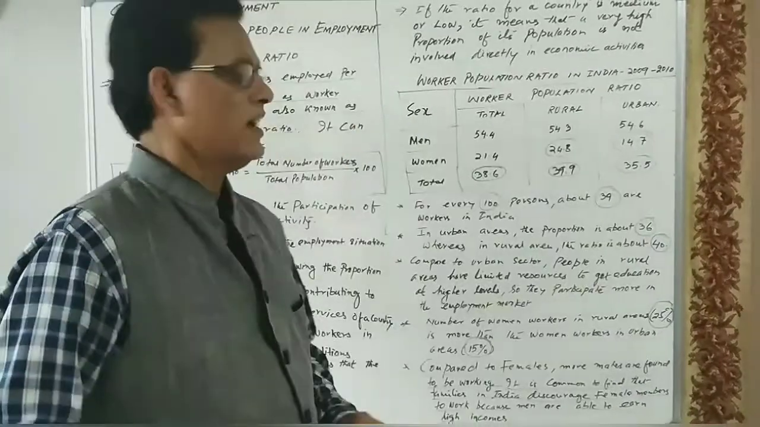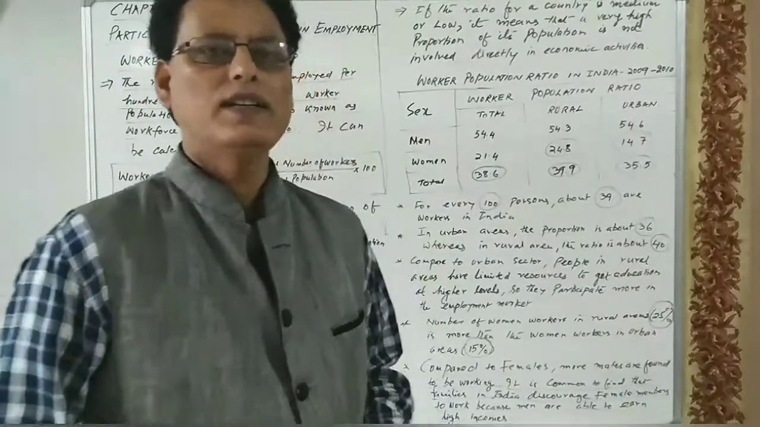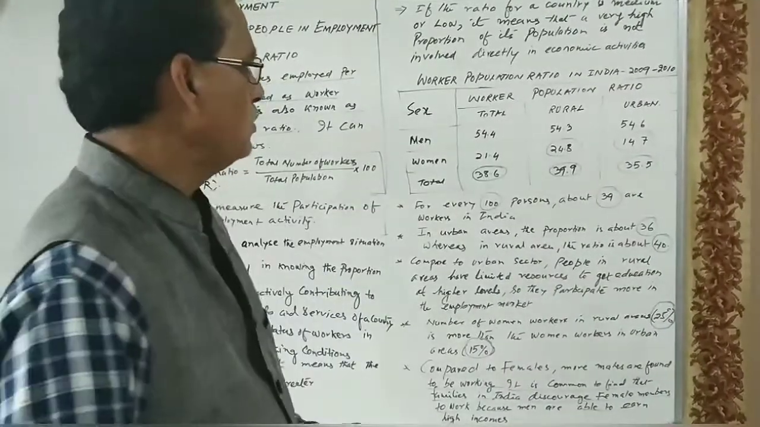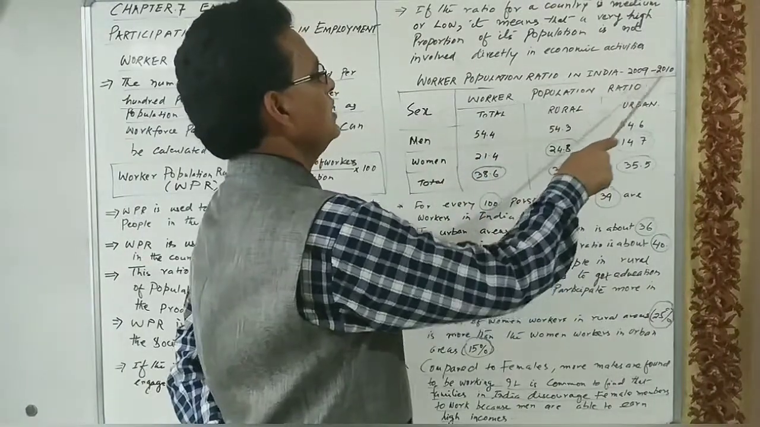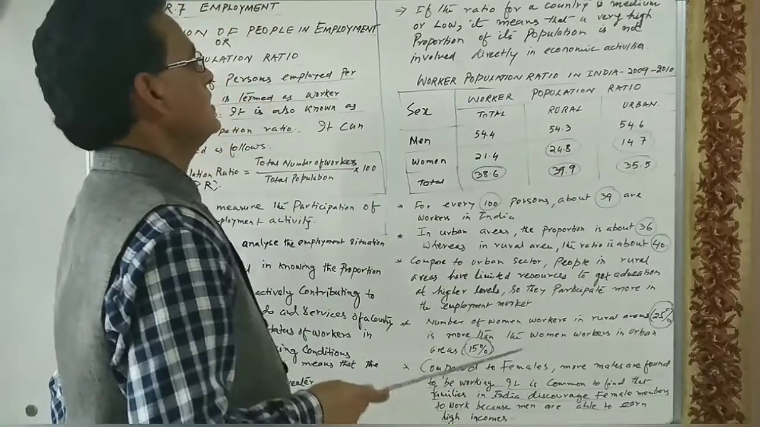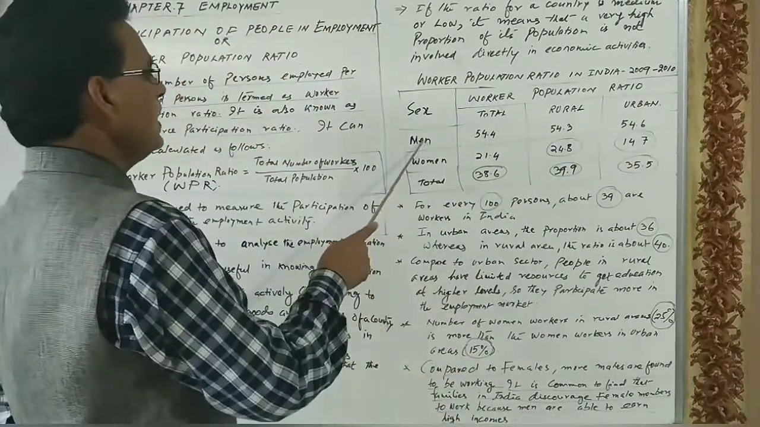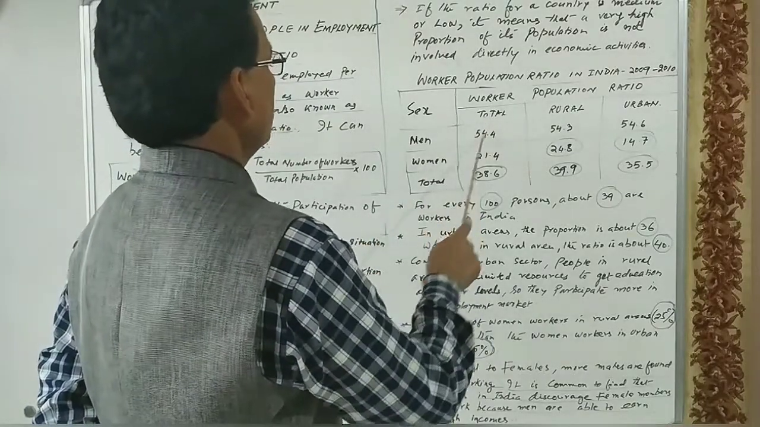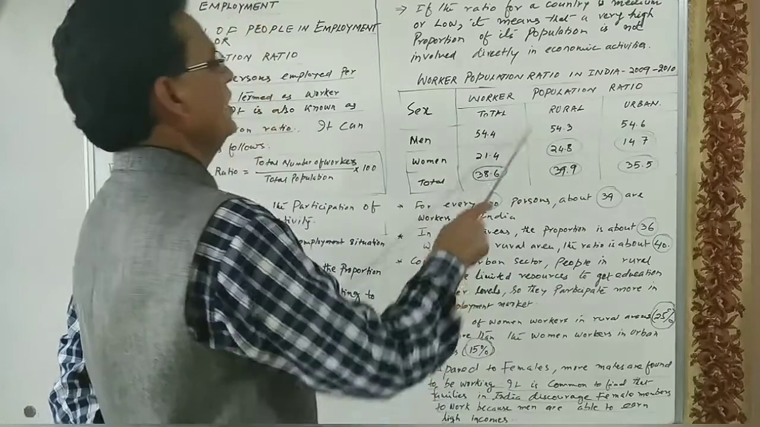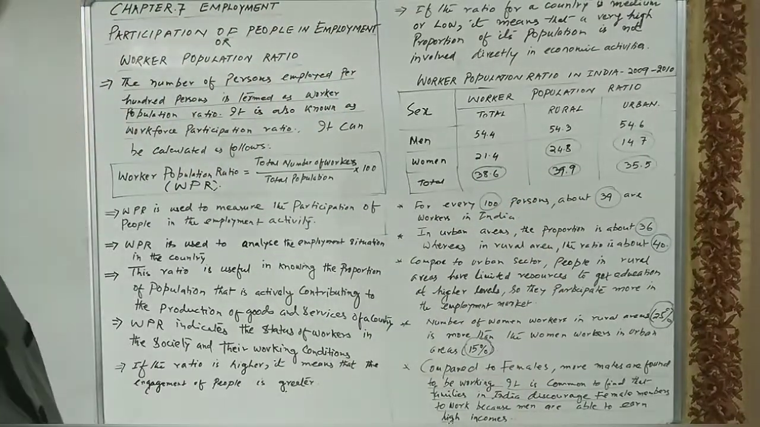In order to analyze the worker population ratio, one table is given in our NCERT book. The worker population ratio in India for 2009-10 is given here. Here it is given for men, women and total, and then rural and urban. This worker population ratio is given.